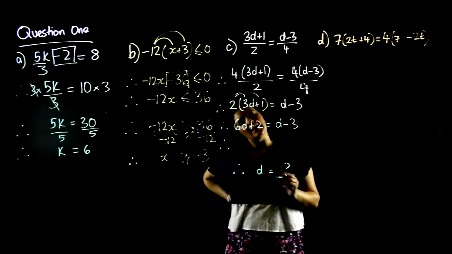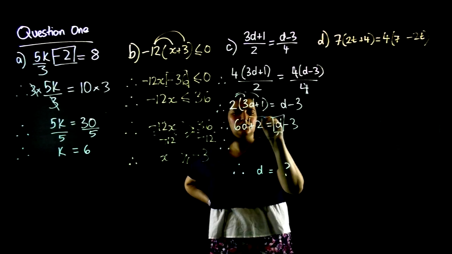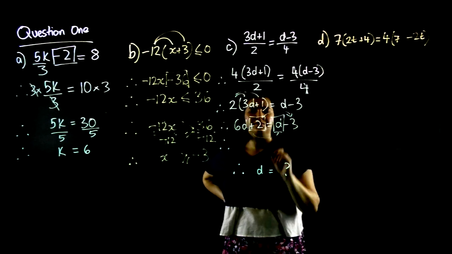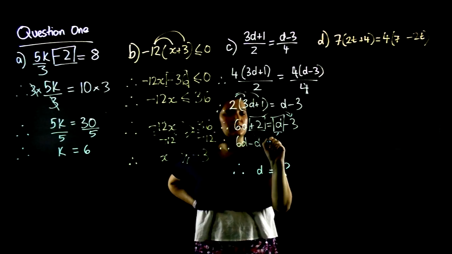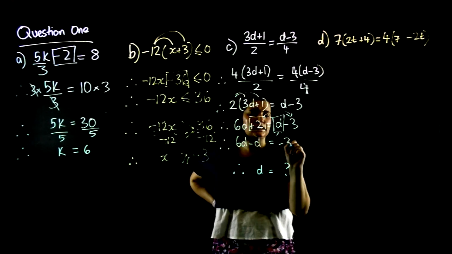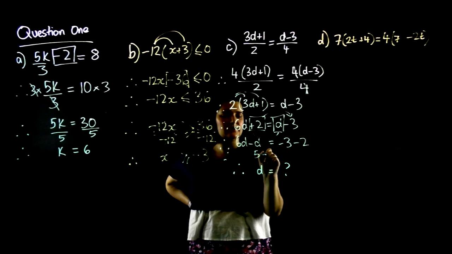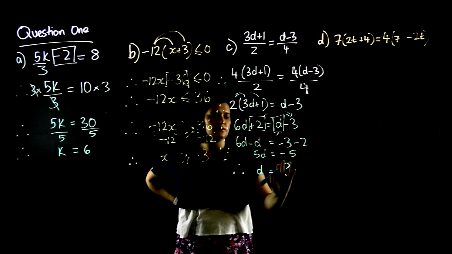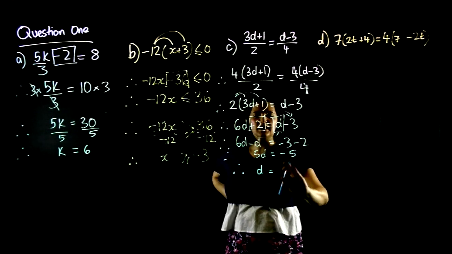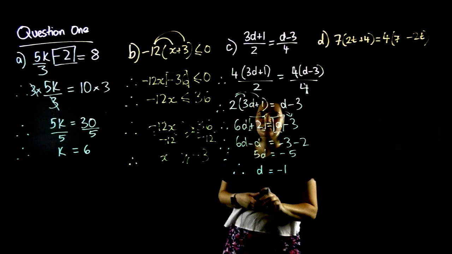Therefore, now I'm moving this d that way and this 2 that way. So 6d minus d equals -3 take 2. Therefore, this becomes 5d equals -5. Alright, so 5d divided by 5, -5 divided by 5, d is -1.